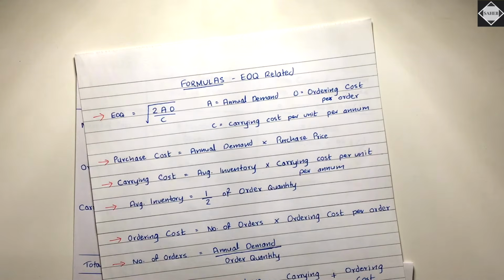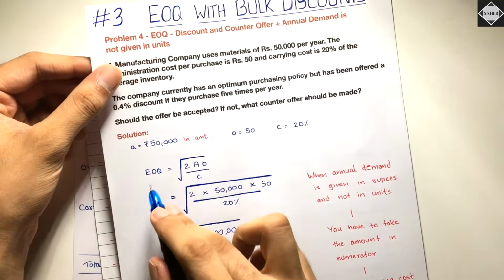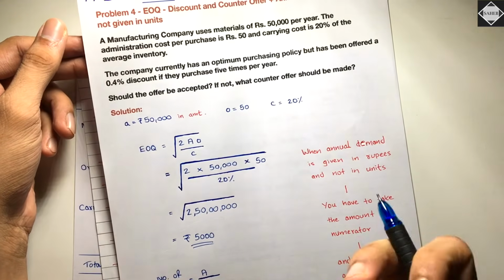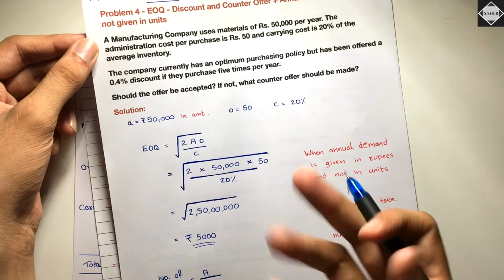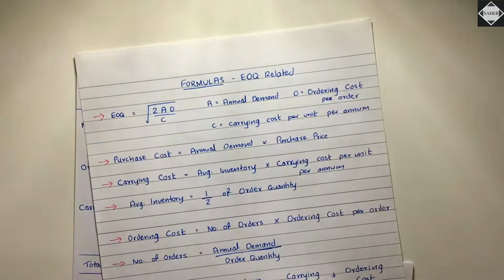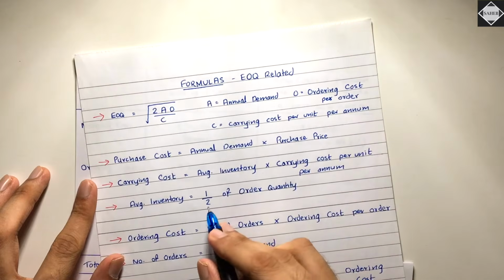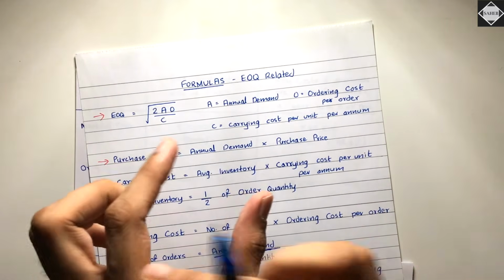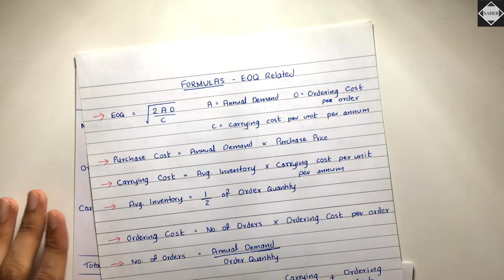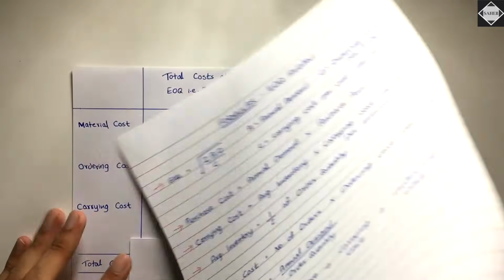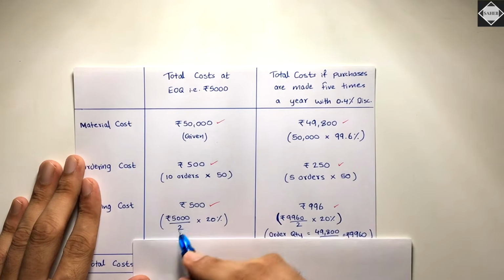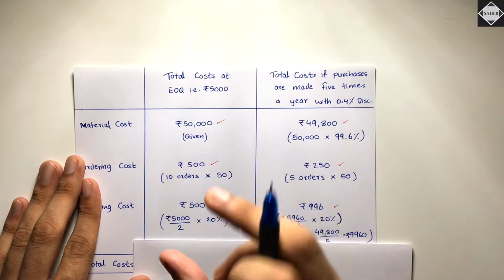What's the order quantity? Order quantity is EOQ, isn't it? 5,000 rupees. This is your order quantity. EOQ means the best quantity to order, isn't it? So you will take 5,000 and divide it by 2. That's your average inventory, half of order quantity, and that's what we have done. See here, 5,000 rupees, EOQ divide by 2. This is your average inventory.